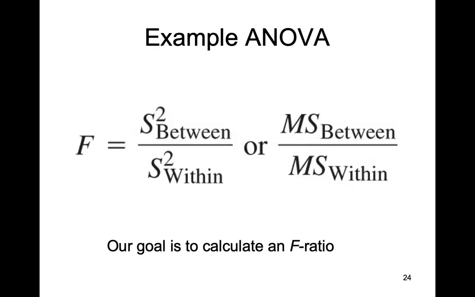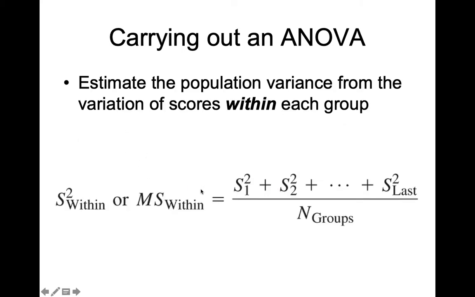Ultimately, our goal is to calculate this F ratio. This is the statistic that we need, and we're going to look at the F ratio that we calculate, and we're going to compare that to a critical value of F in a lookup table. But let's just go over the calculations first.